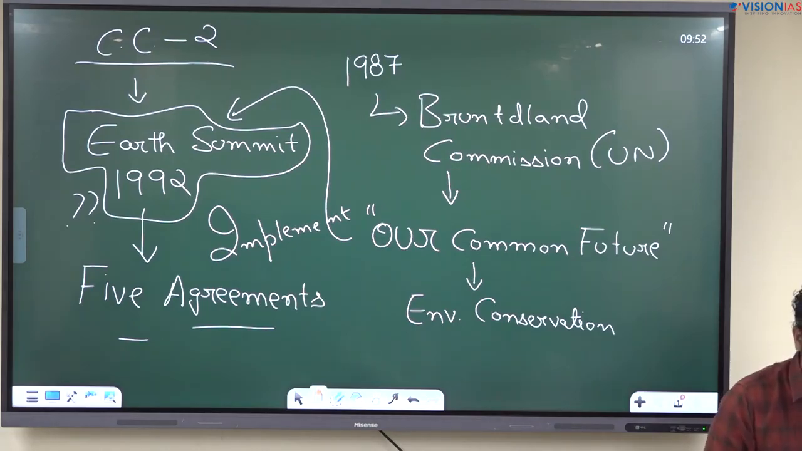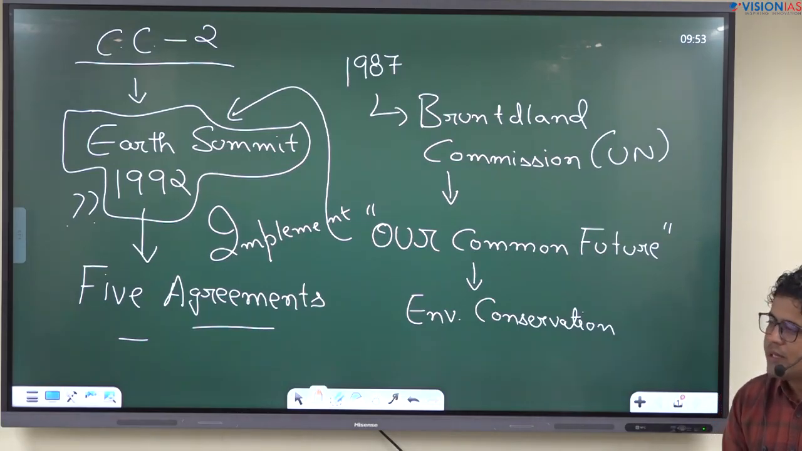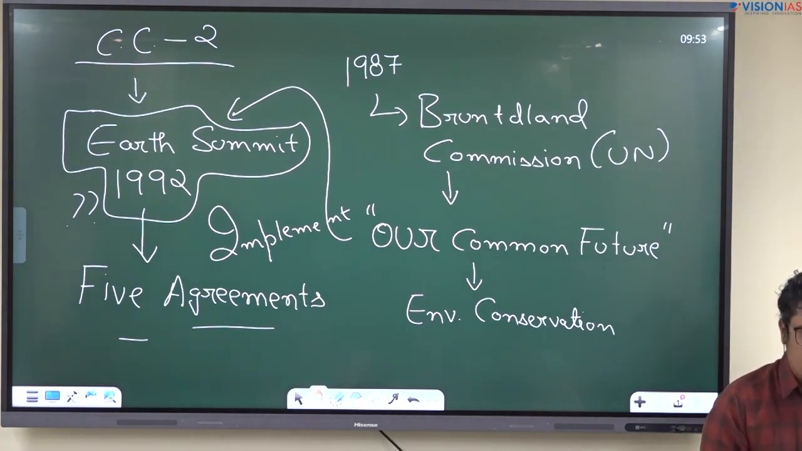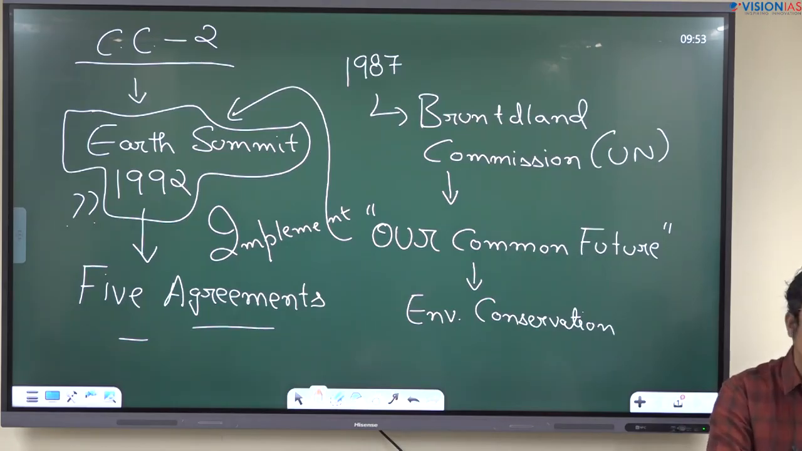Okay, so when you are looking at the agreements, look at agreement number 4, Framework Convention on Climate Change. Presently, it is known as UNFCCC, United Nations Framework Convention on Climate Change. This is the present name. So UNFCCC is the biggest organization of the world working in the field of climate change. So whenever there is an article or current affairs which you are reading, you will find the name of this organization because they are the biggest organization working in the field of climate change.